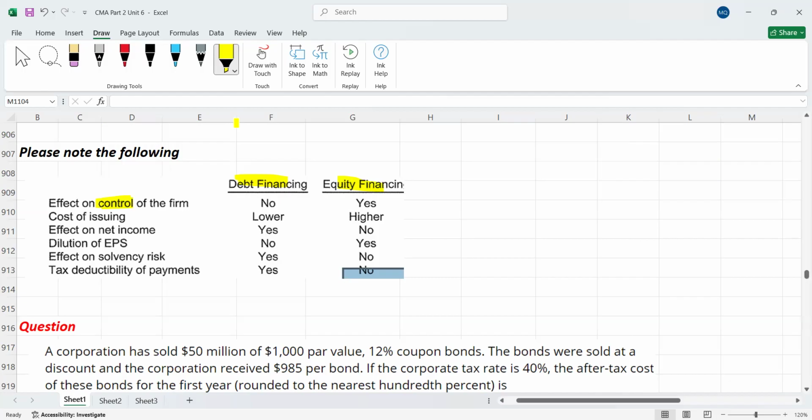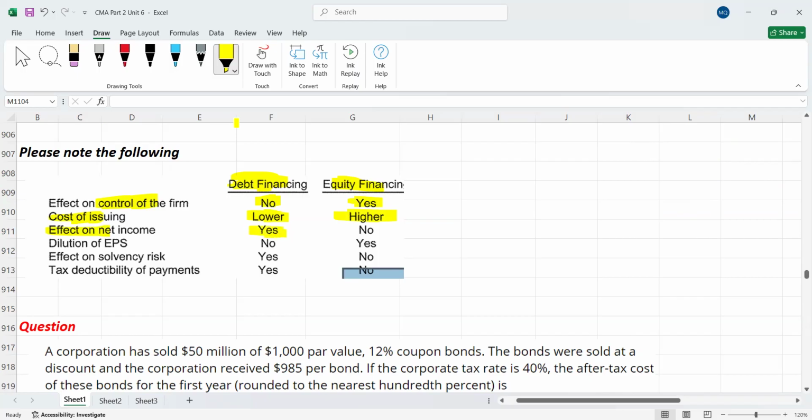So who can have effect on the control? Debt financing, no, because that is not having any voting rights. Yes, equity financing, it's common stock, yes, they affect the control, because if you issue stock blindly, your voting rights may change, you may even lose the control over the business. Then cost of issuing, please remember, for debt financing we always have a lower issuance cost, and for equity financing we are having a higher issuance cost, so that is why we say debt is cheaper and equity is expensive.